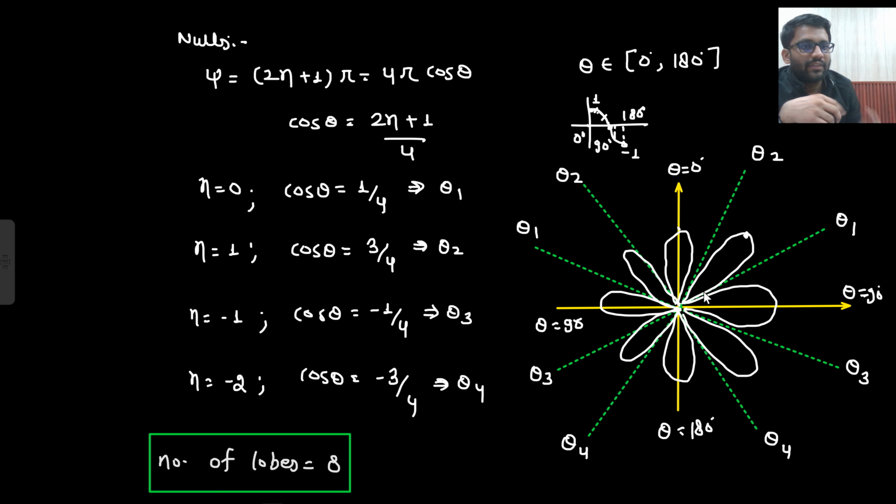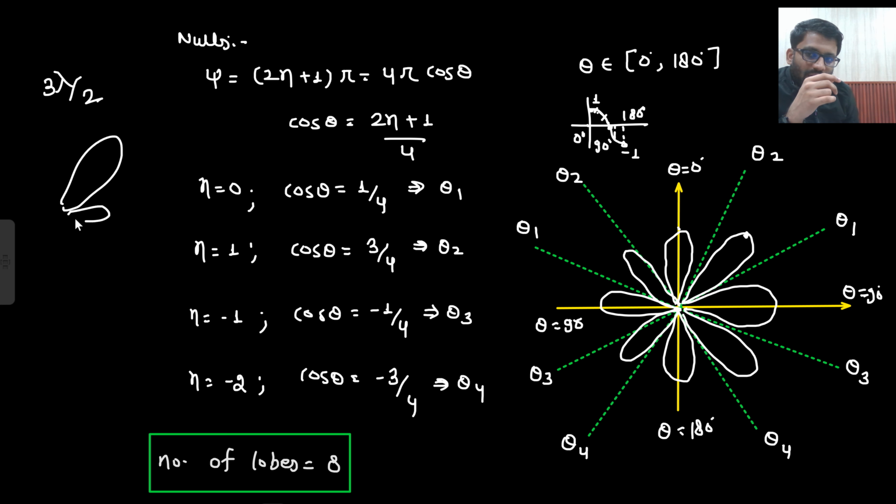It can have lesser value as well. If you remember the radiation pattern for 3 by 2 lambda dipole antenna, what was the scene? This lobe was having more, this one lesser, and then this one more. So this kind of pattern was there. Here I'm not sure what the directivity of this lobe is, or till what point it will radiate, that I don't know. But I'm pretty sure that the number of lobes will be 8.